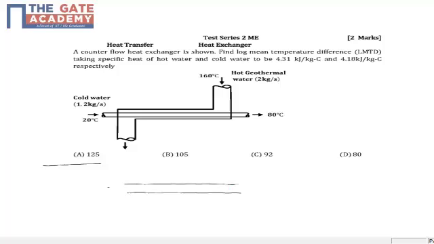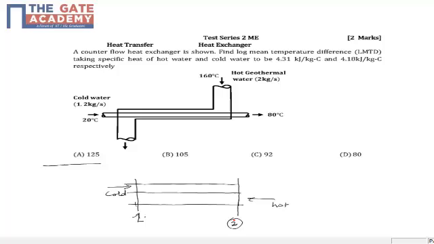So here you have the cold water entering. And here, because it's a counterflow heat exchanger, hot water will enter from the other end. Okay, and so this is state 1. I'm just calling this state 1 and this state 2.